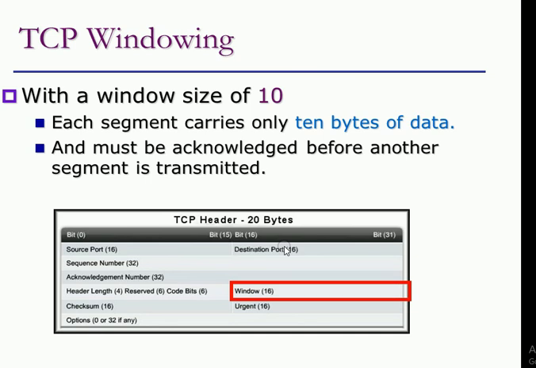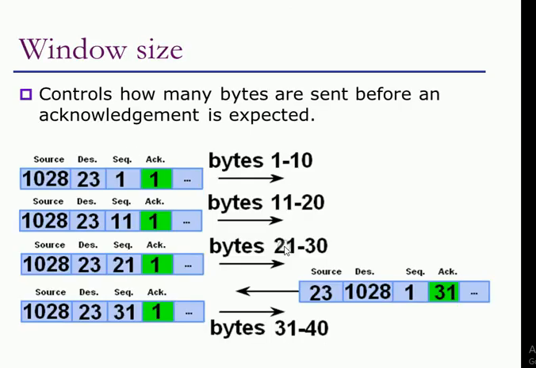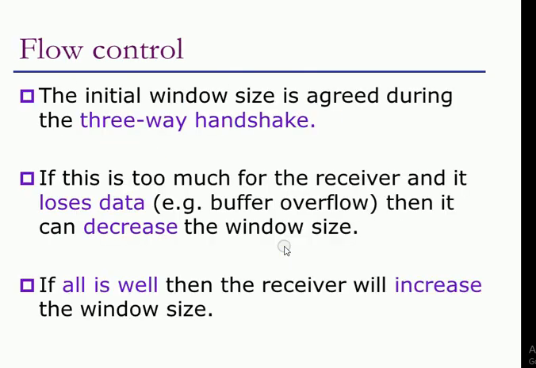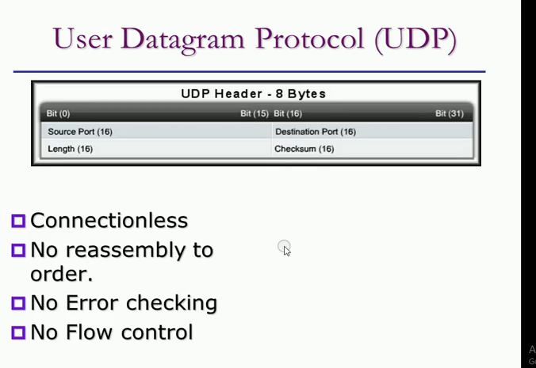Flow control. Okay. TCP windowing. With a window size of 10, each segment carries only 10 bytes of data, and it must be acknowledged before the next segment is transmitted. So the window size matters over here. Let's see if I find something important.